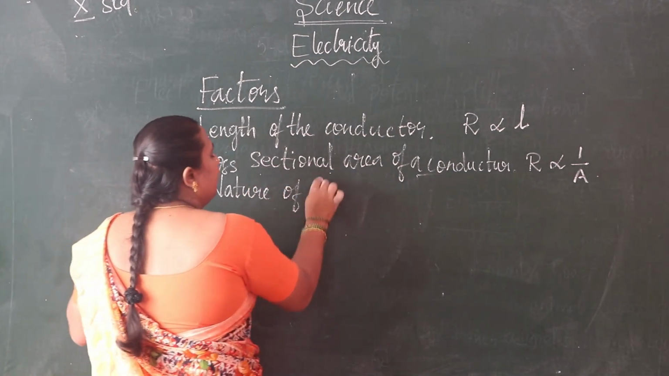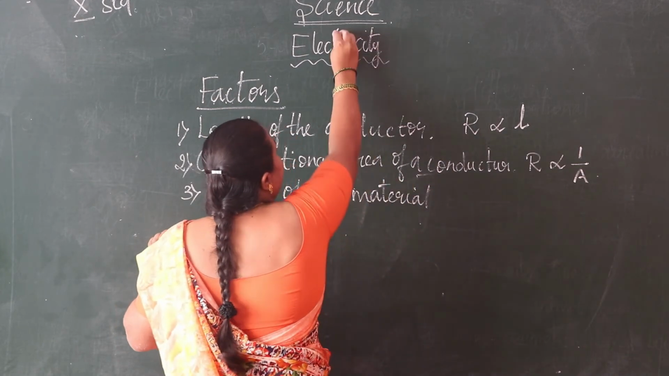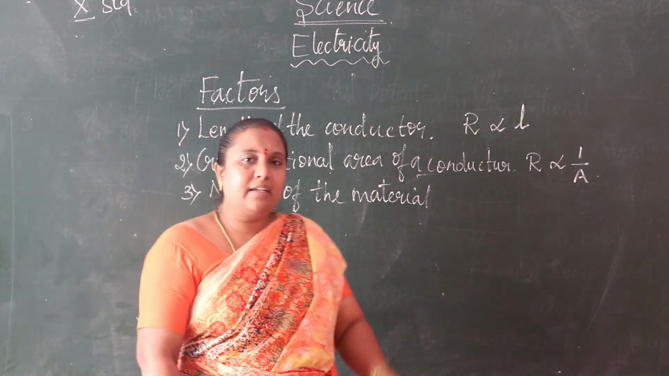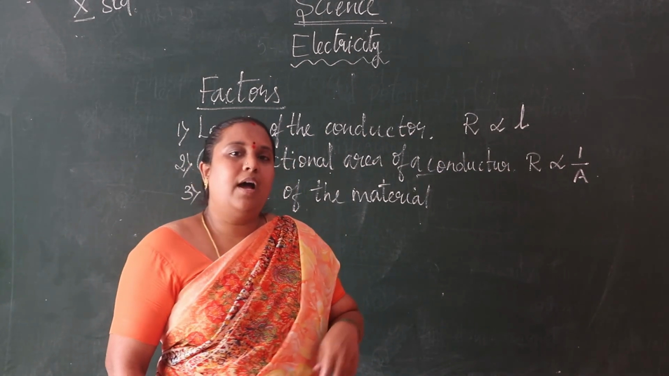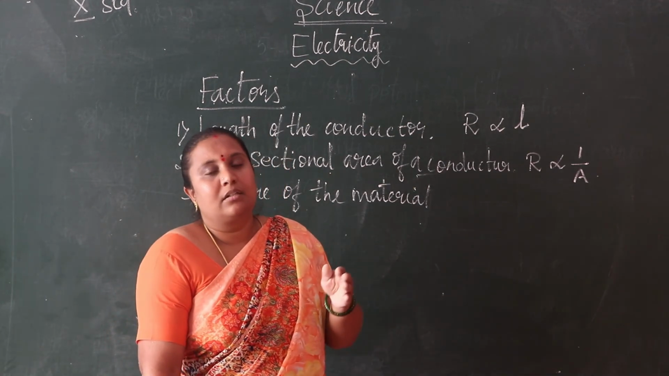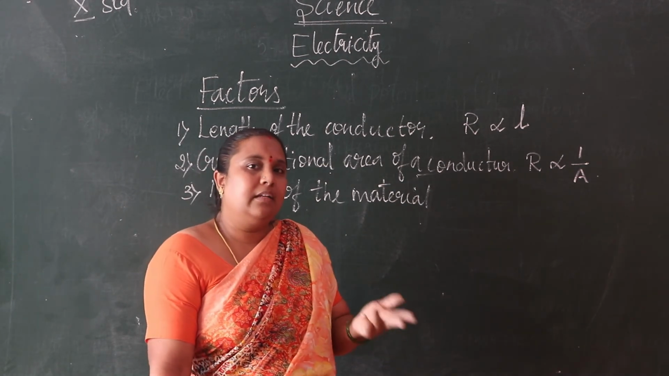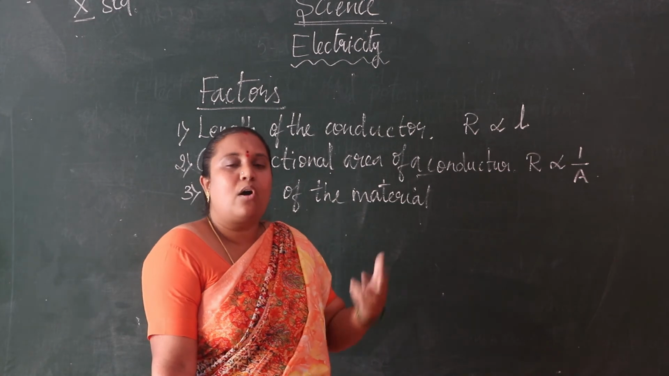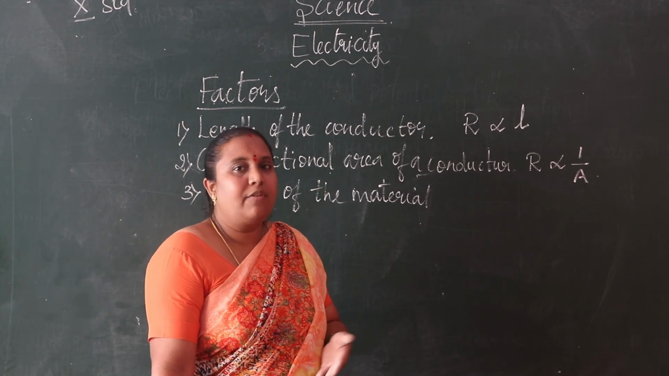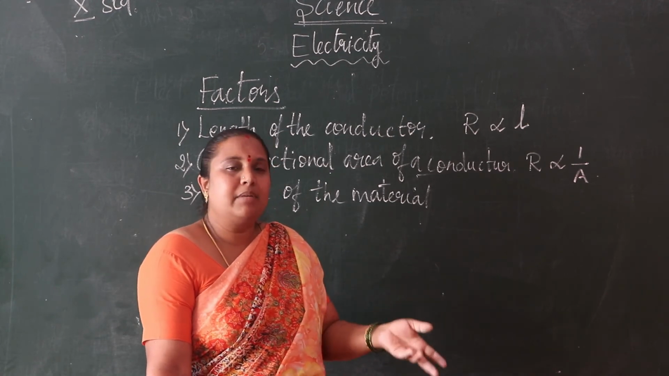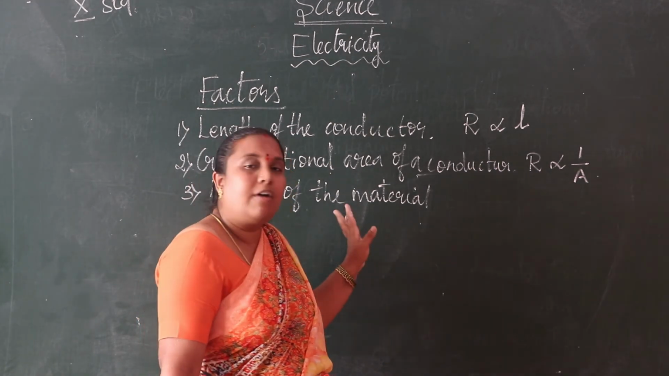Nature of the material. So what is the nature of the material? We are taking different types of materials to conduct electricity. I told you the example of copper. We can take any other materials. Metals are good conductors of electricity. We saw in our lesson on metals and non-metals briefly that all the metals are good conductors of electricity.